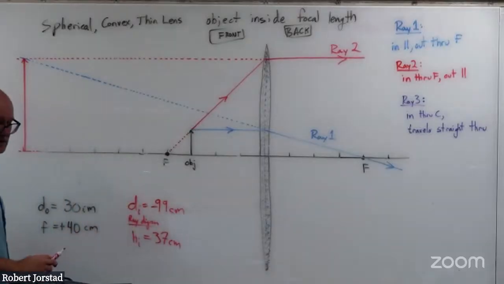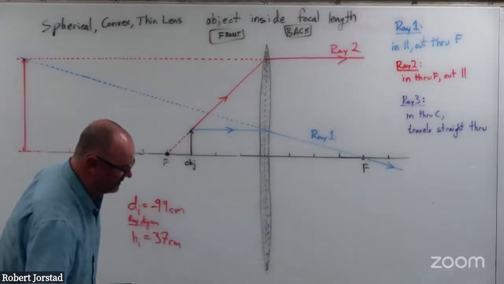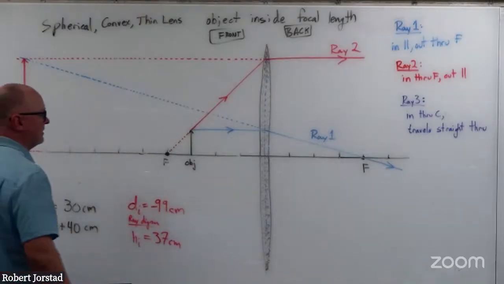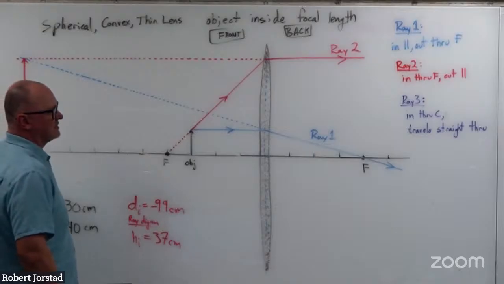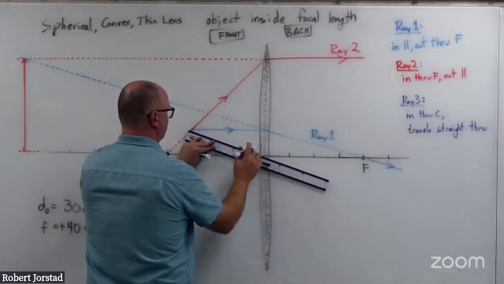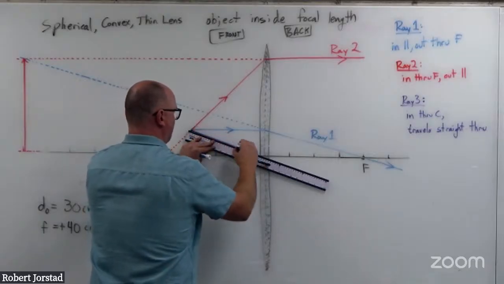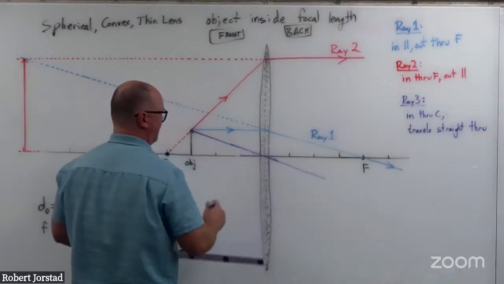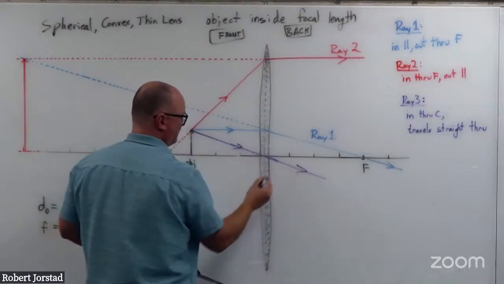All right. And then one last diagram. We'll worry about the pen cap some other day. If you want to pause the video and try to do it yourself, great. In through C, travel straight through. Here, C means center of the lens. All right, so it's going to come this way and travel straight through. That's ray 3.